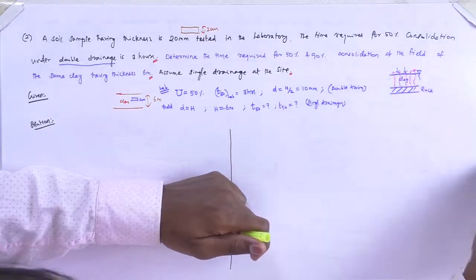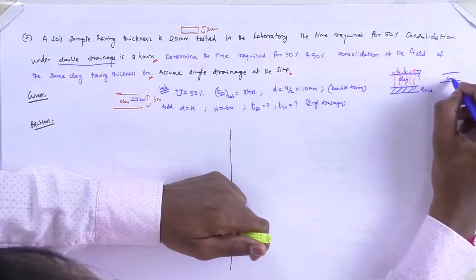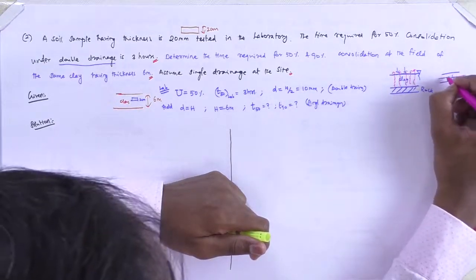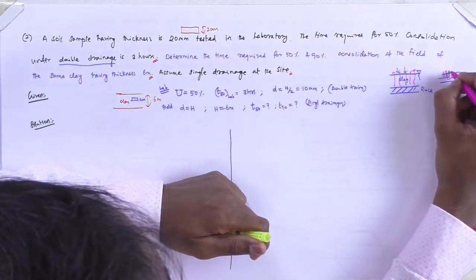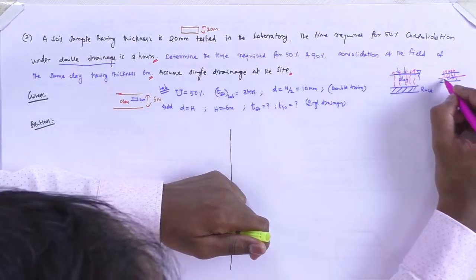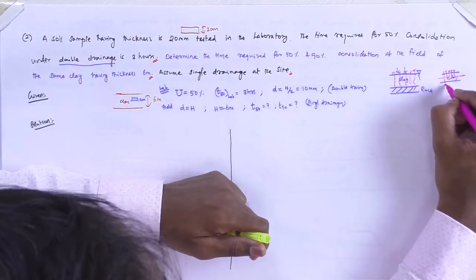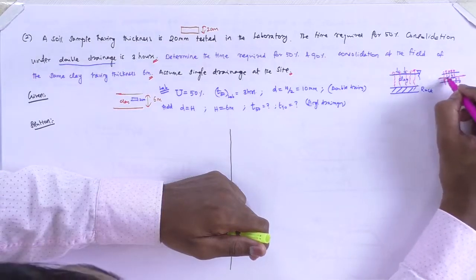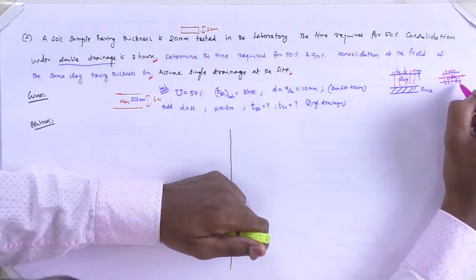In double drainage, the clay layer is there, so the water just above the center can go out through the top, and the water just below can escape only through the bottom. So there are two drainage paths, both top and bottom. That is what we mean by double drainage.